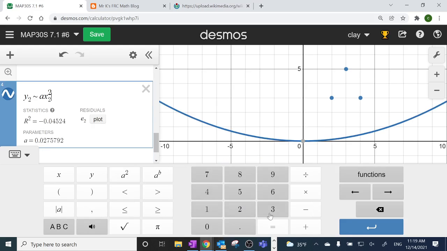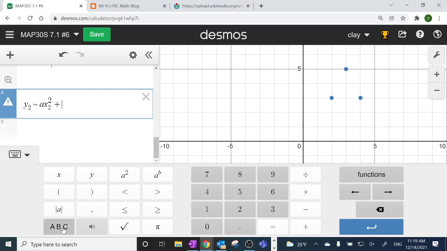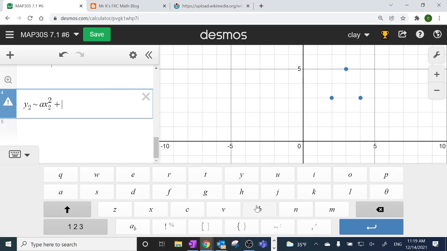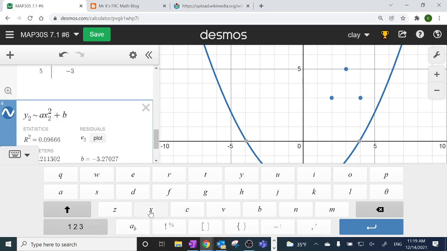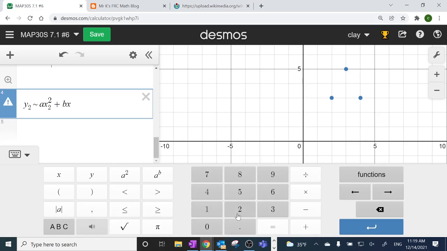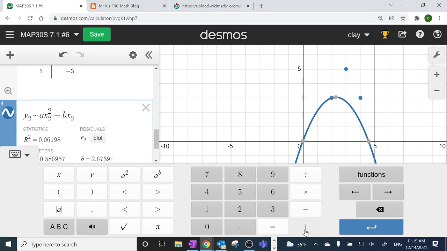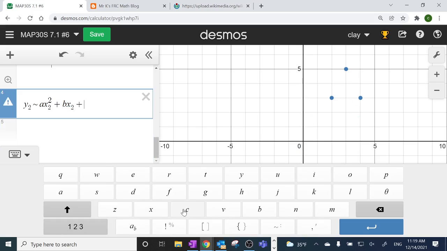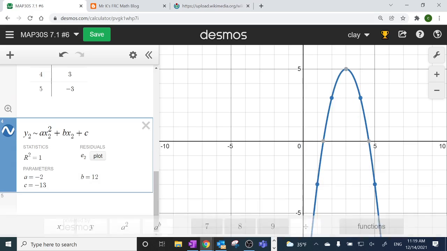Squared plus b, where's b on the keyboard? B x2 plus c, and there it is. A is negative 2, b is 12, and c is negative 13.